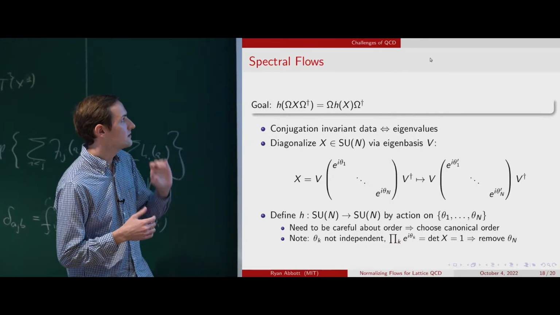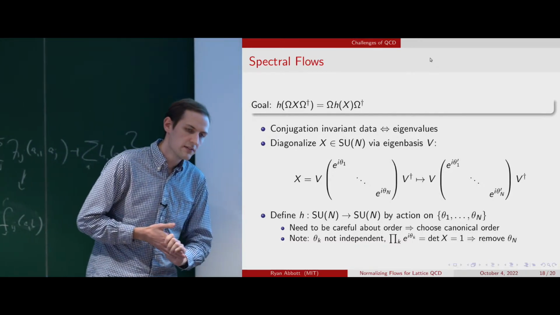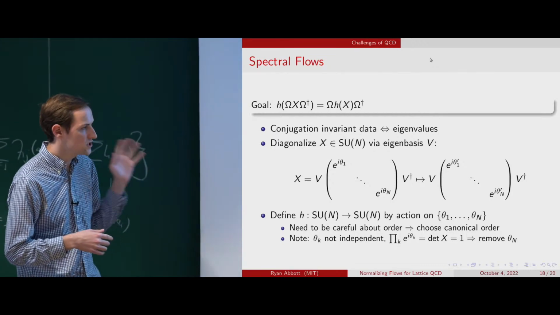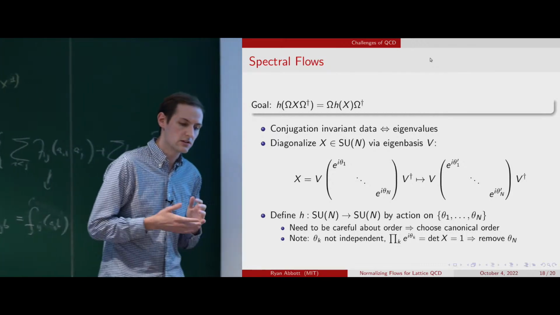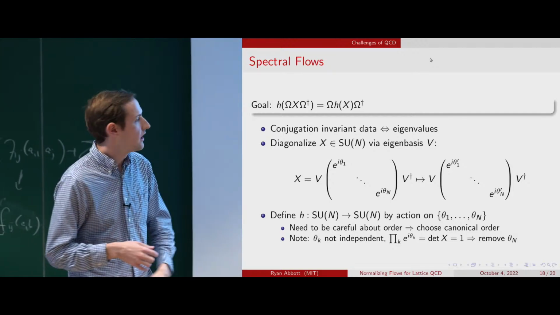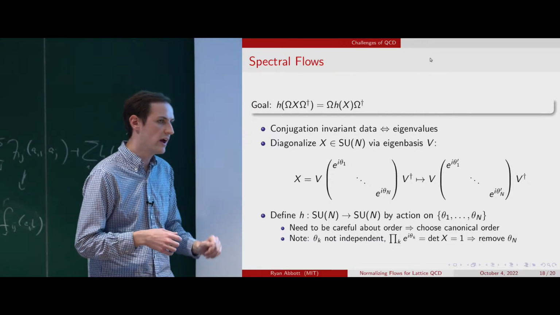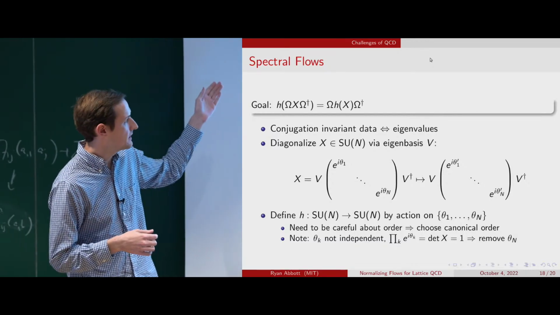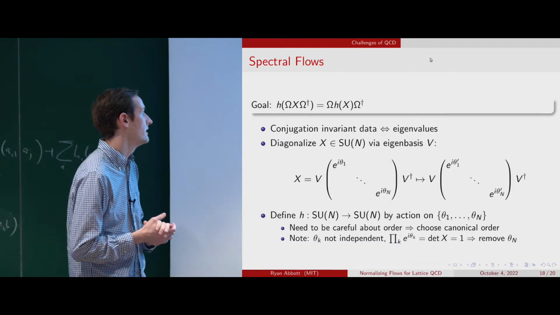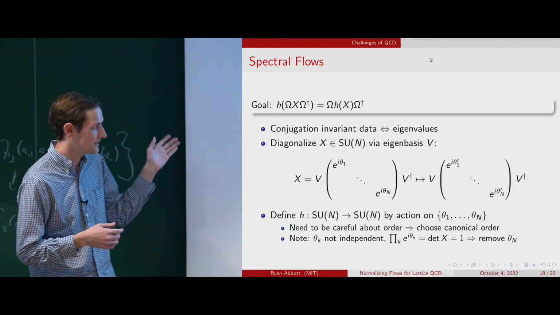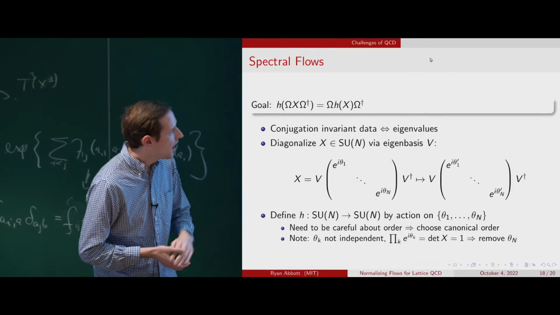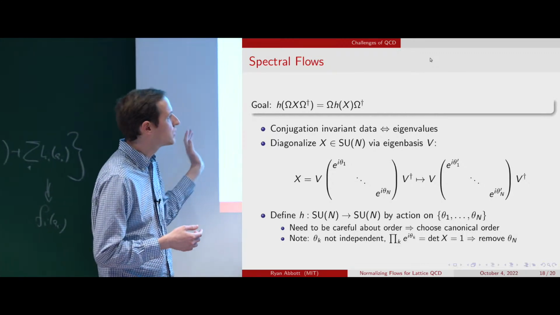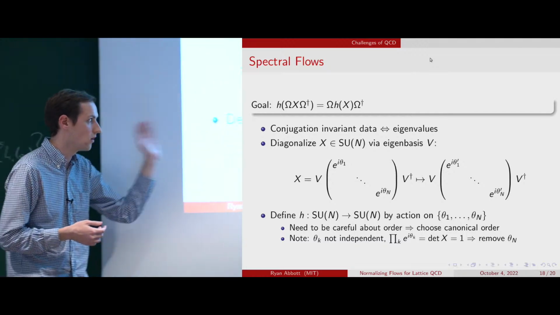This goes under the name of spectral flows. The idea, again, is to transform the gauge invariant degrees of freedom, or in this case, the conjugation invariant degrees of freedom, which, as it turns out, are the eigenvalues of a matrix. In particular, we can take any matrix in SU(N) and we can diagonalize it. You get something like this. All of the eigenvalues are going to end up being pure phases because of the condition of X dagger X being the identity.